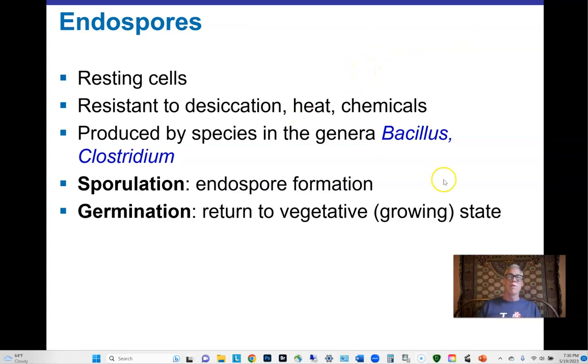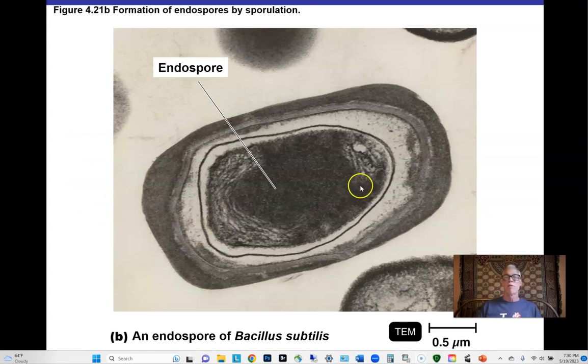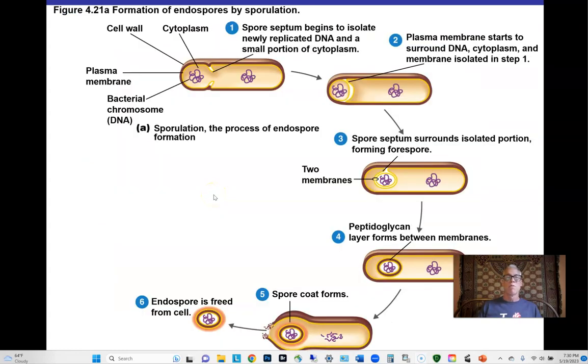Let's say one of these Bacillus or Clostridium bacteria finds itself in a desiccated or nutrient-poor environment. It can shift gears and form an endospore, which is impervious and can hold its water and remain effectively alive for even up to thousands of years. That's called sporulation. And then when that endospore encounters a moist, nutrient-rich environment once again, it can begin to grow again, return to what's called the vegetative state. That's germination, just like germination of a seed. And there's a micrograph of an endospore. Let's take a look at what in the world we are talking about.